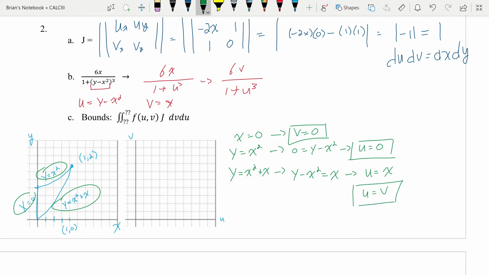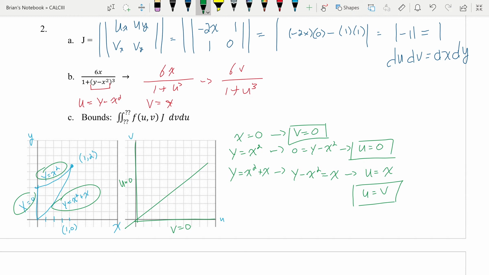Okay, so we have 3 lines, and we can draw those lines basically on our uv graph. So u is equal to 0, easy, or that should be v is equal to 0 on the bottom. U is equal to 0 right there, and then u is equal to v, just like that. Of course, we don't have a region, so we messed up somewhere. Let's see where we messed up.